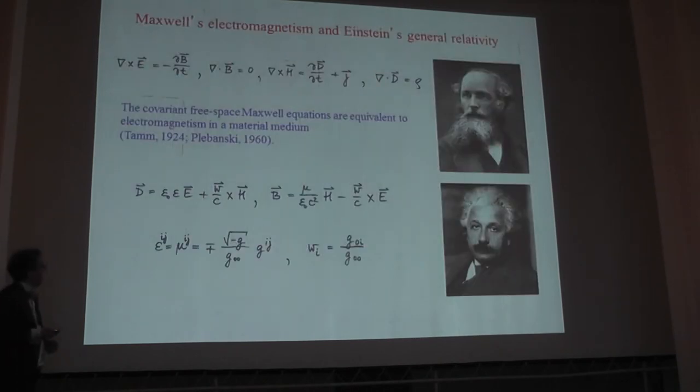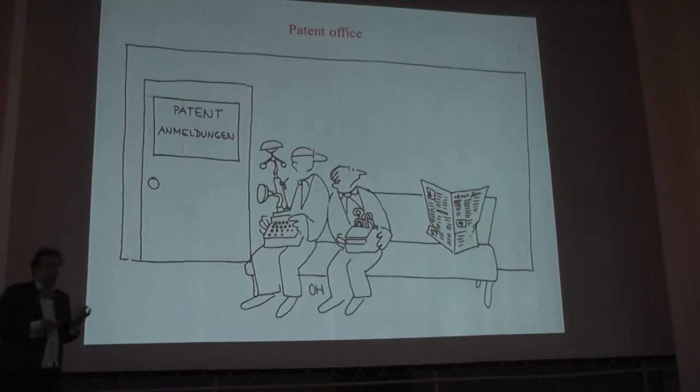Now, the procedure is this: you write down what the corresponding metric tensor of the coordinate transformation is, you put this into this equation, you get an epsilon, you get a mu, and then this in principle gives you the recipe of making an invisibility device. The problem is, how do you do this in practice?